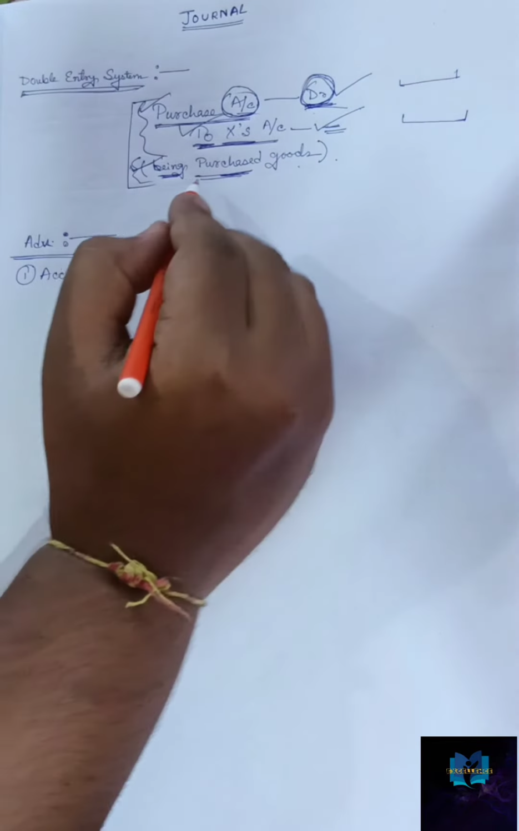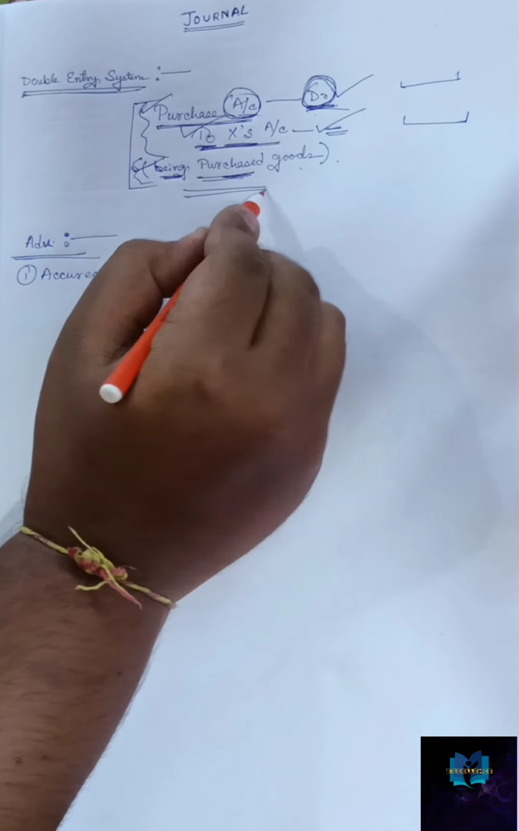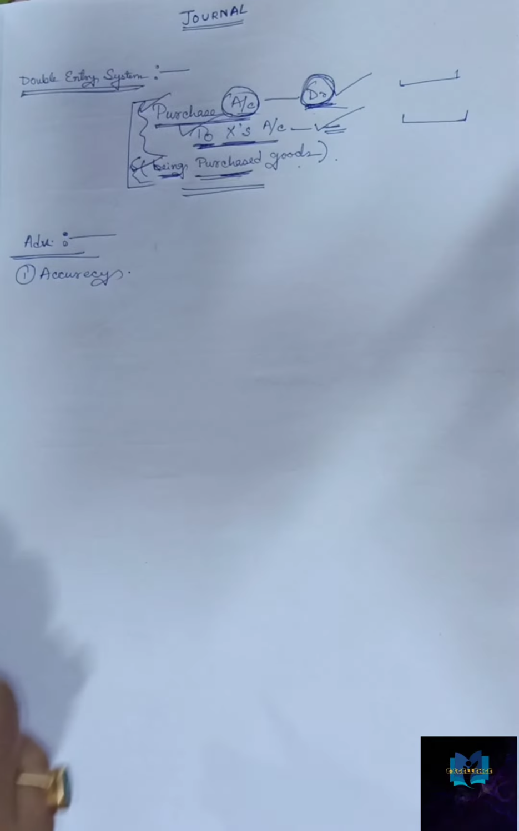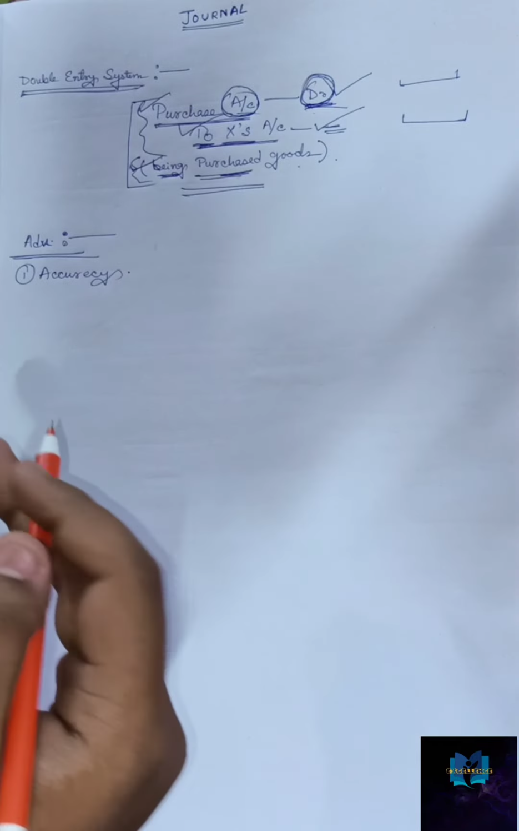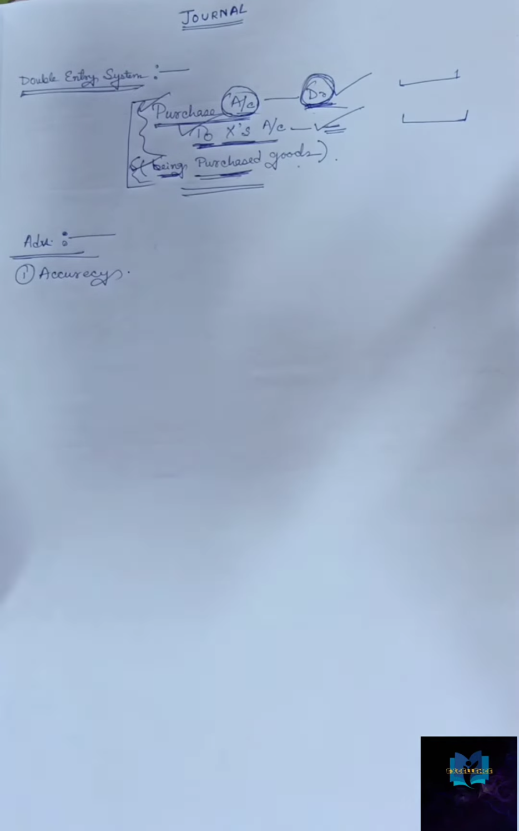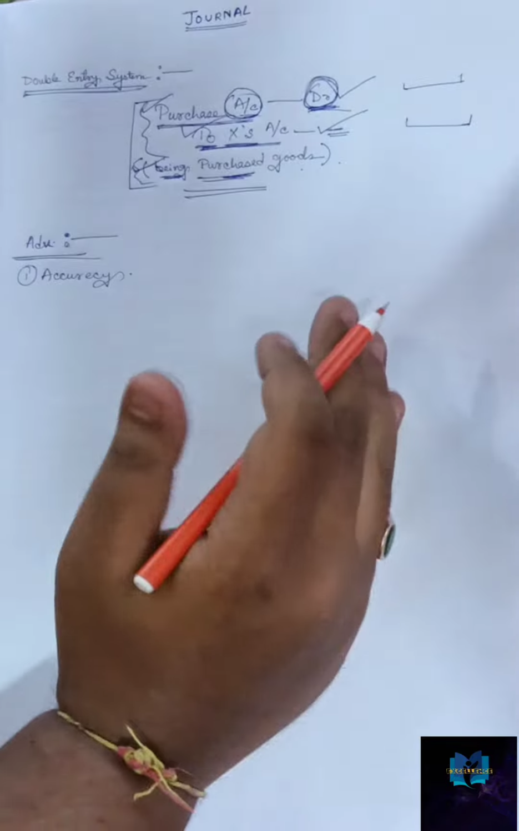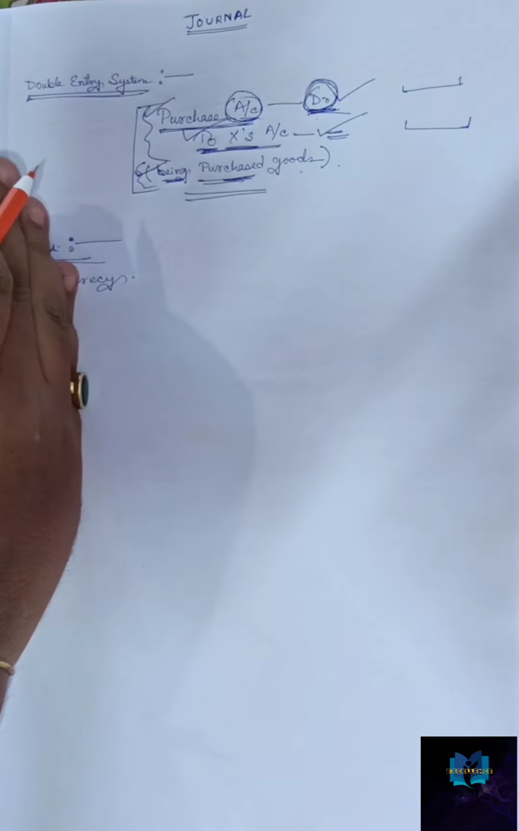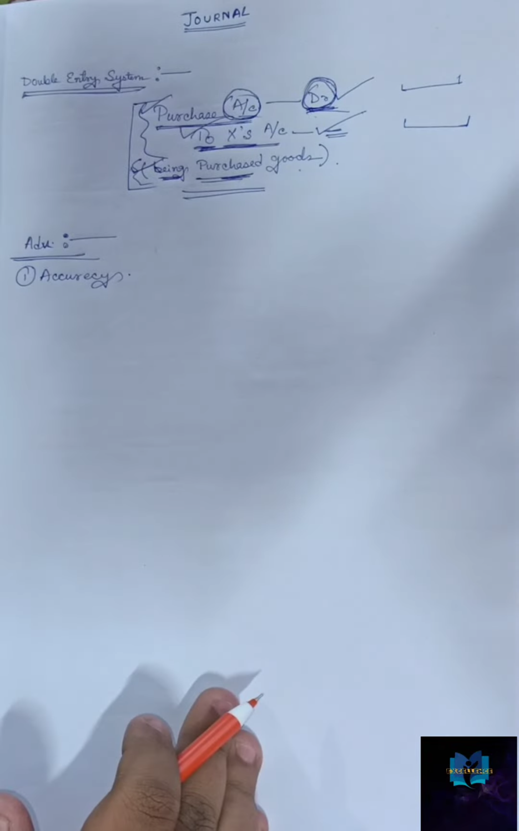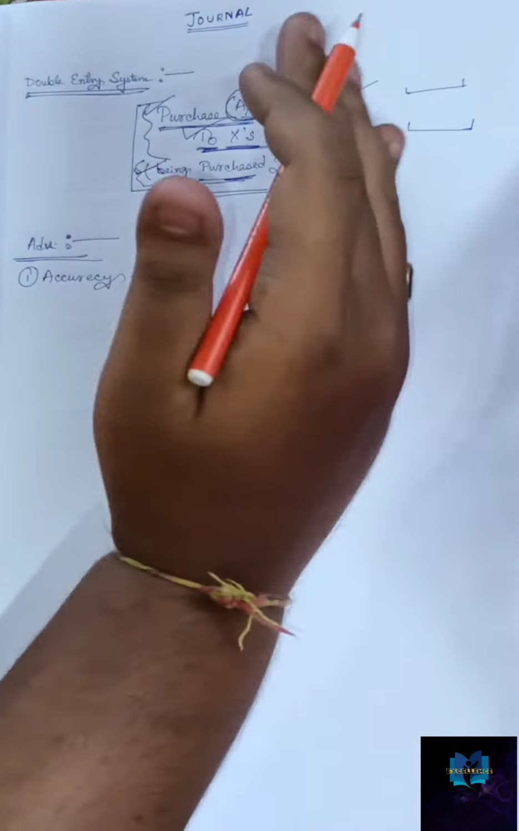After writing the journal, we are going to prepare trial balance. That will be in the later chapters in your book. For preparing trial balance, debit and credit sides will be different. If I halve this page, this will be the debit side, and this will be the credit side.